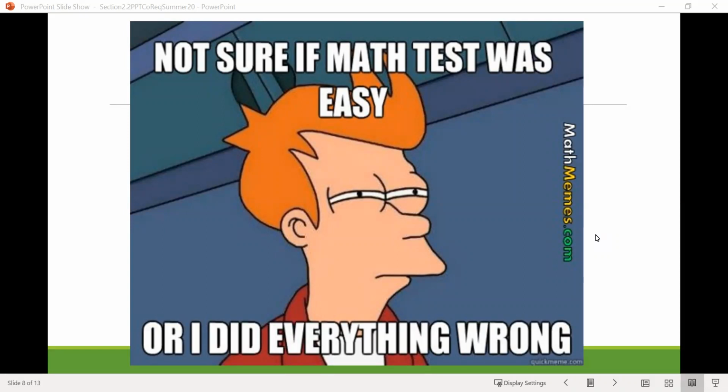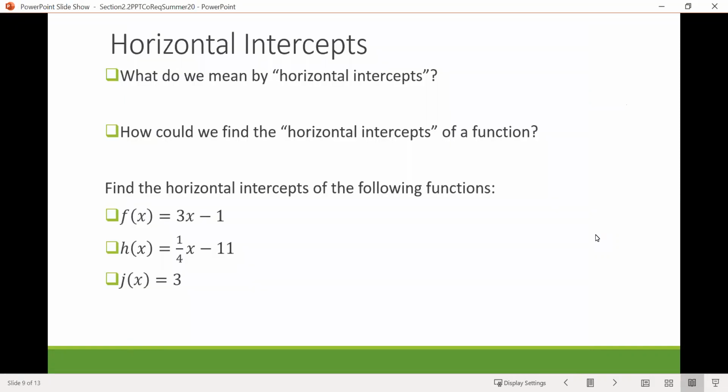And now that we've had the opportunity to look at some different ways to graph linear functions, we're going to look at some more of the analysis side of looking at graphs of lines, or really linear functions. So let's talk about what are called horizontal intercepts. A couple of questions will first come up. The first one is, what do we mean by horizontal intercepts? And the next question would be, how do we find them?